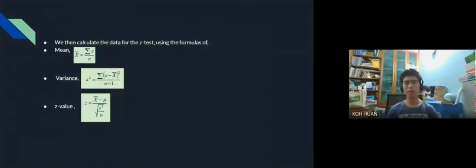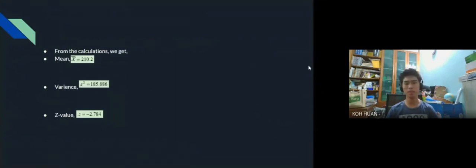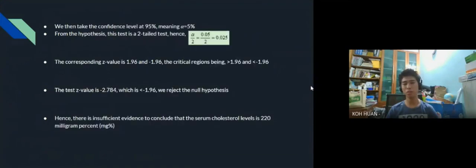Then we calculate the data for the z-test using the formulas of mean, variance, and z-value, which are on the screen right now. From the calculations, we get the mean as 210.2, the variance as 185.886, and the z-value as negative 2.784. Then we take the confidence level at 95%, meaning that alpha equals 5%.